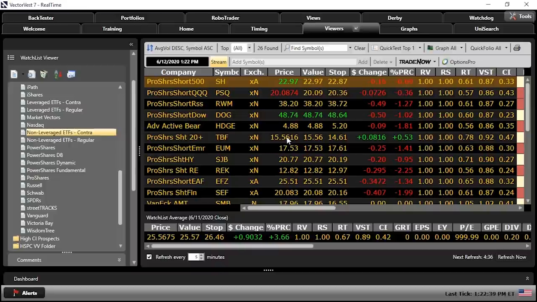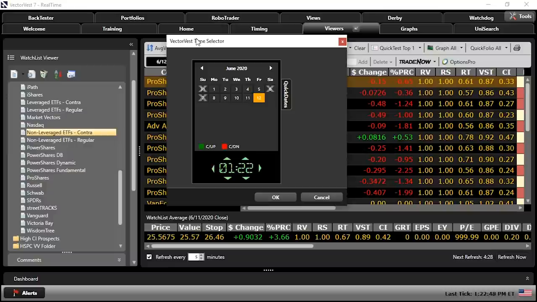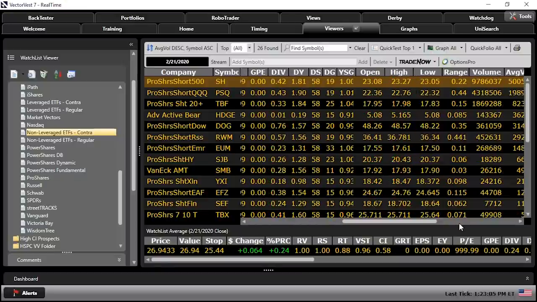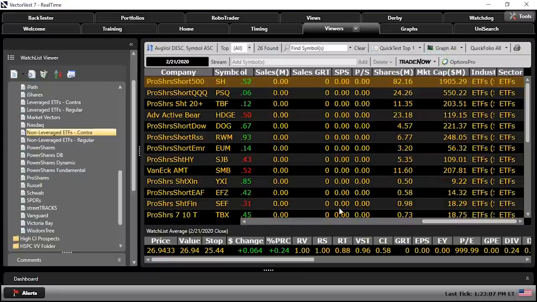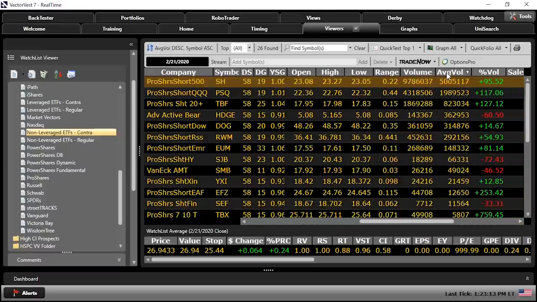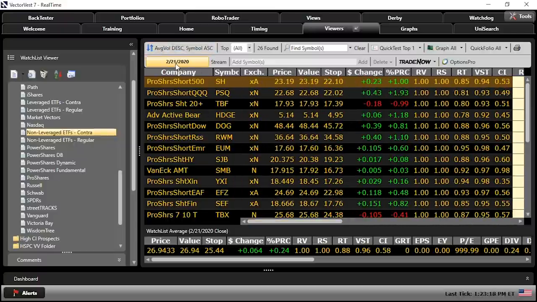But wait, we've got to go back in time, right? So now let's change our calendar to go back to the point where we got that first initial primary wave off of the high prior to the pandemic, which was on 2/21. So let's go back to February, to 2/21. Let's now run this list, still looking at non-leverage contra ETFs. Let's make sure we're still on average volume. All right, let's move that over. Average volume. Did I miss it? I sure did. Range. Volume. Average volume. We're still sorted by average volume. Excellent. But this is on the night that we got the primary wave down, right?